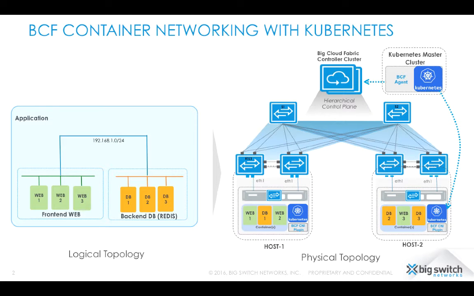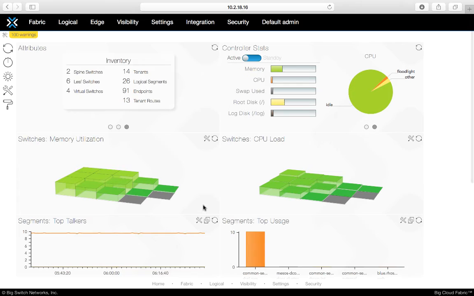From a container networking perspective, the Kubernetes master is installed with the Big Cloud Fabric agent, which communicates with the Big Cloud Fabric controller regarding all container endpoints orchestrated by Kubernetes on the fabric. Kubernetes worker nodes are installed with Switchlight Virtual and the Big Cloud Fabric CNI plugin, which implements the container network interface specification. Let's look at the setup before deploying the application.